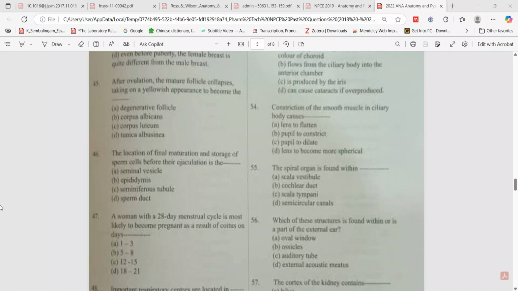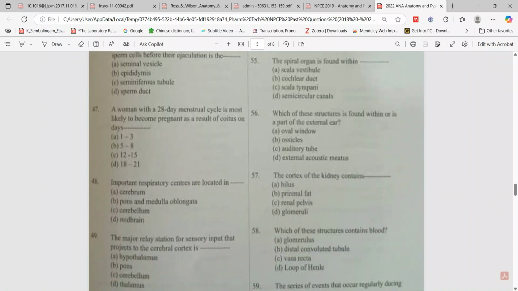I've answered this one. A woman with a 28-day menstrual cycle is most likely to become pregnant as a result of coitus on days 12 to 15. What is coitus? It's not penis. It's sex. Coitus. It's not ejaculation. It's sex. Yeah. If you said 12 to 15, you are correct.